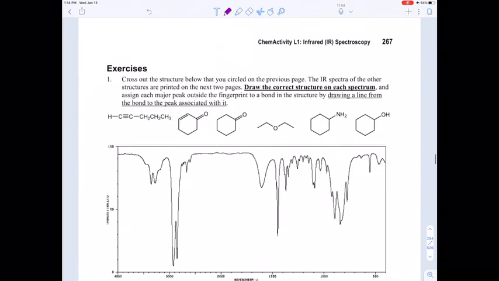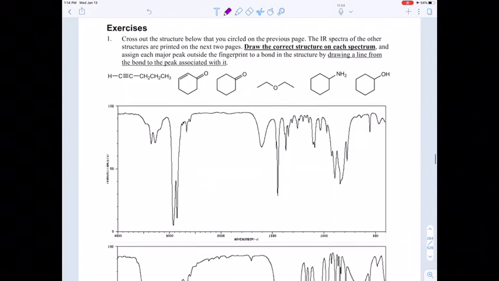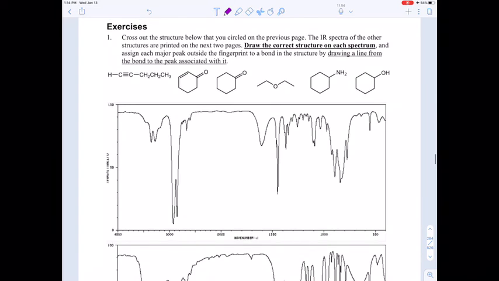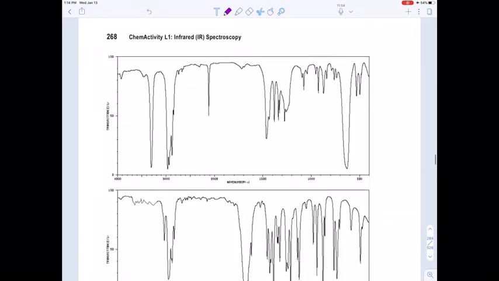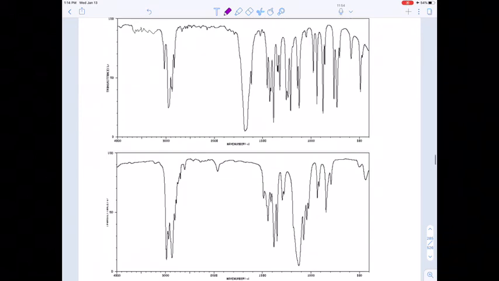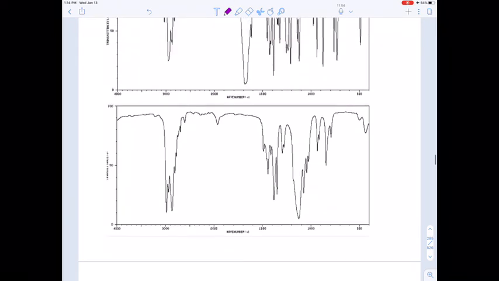I would like you to do exercise number 1, which has 5 different spectra. So what you're going to do, we've identified one of these already. We identified this one. Now the rest of these correspond with these spectra. I want you to take your time, match up each molecule with each of these spectra, and that will be your lab write-up for this week.